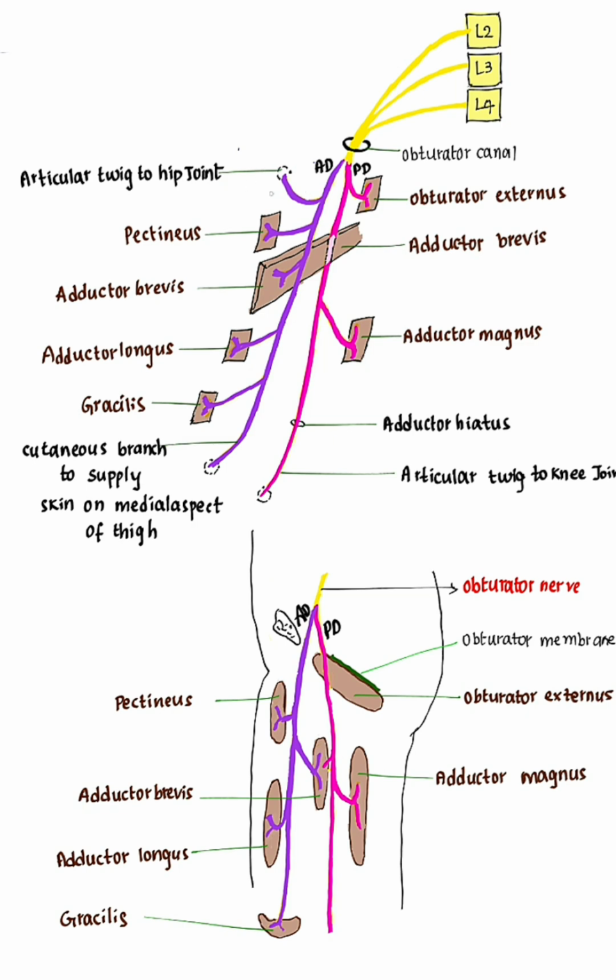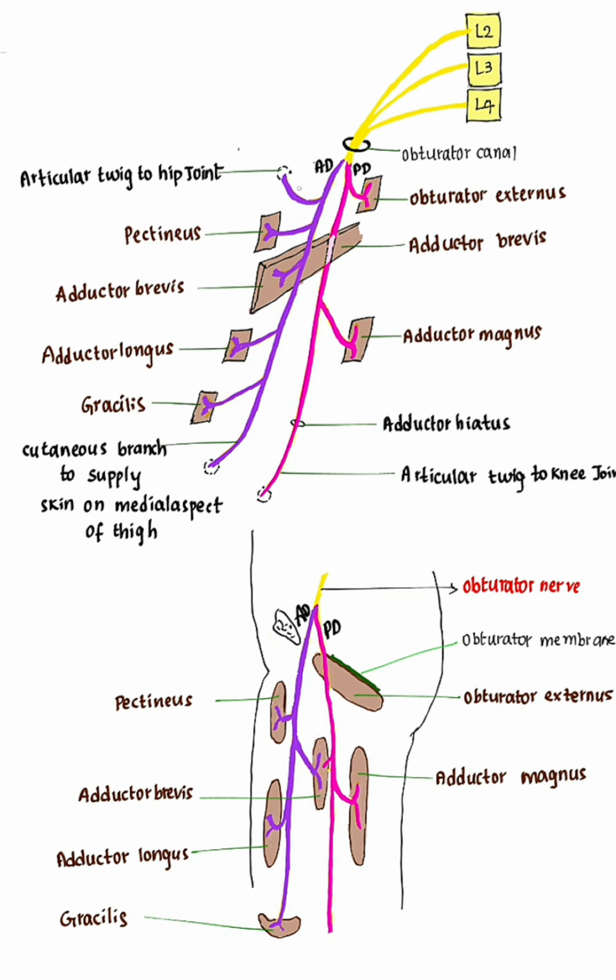Branches of obturator nerve. Within the obturator canal, obturator nerve divides into anterior and posterior divisions. Anterior division passes in front of obturator externus muscle and then descends behind pectineus and adductor longus, and in front of adductor brevis.